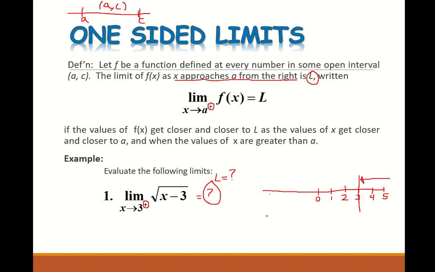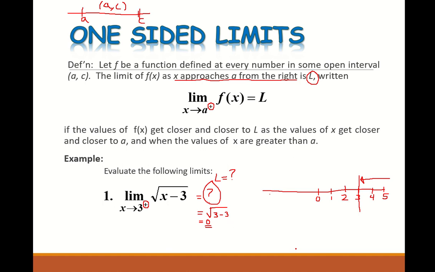In our previous lesson, to determine the limit, we just do direct substitution of this value and get the result. So as x approaches 3 from the right, we have the square root of x, which is 3, minus 3. So the limit of the function is equal to 0, because 3 minus 3 equals 0, and the square root of 0 equals 0. So that is the limit.